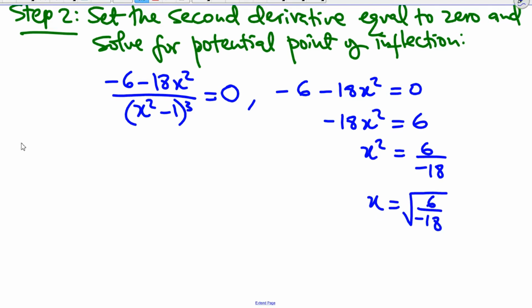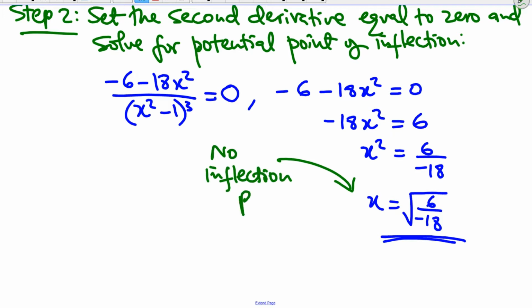which is not a good thing. So what does that mean? It means that we don't have inflection points. Okay, so that means no inflection points. So we don't have any inflection points.